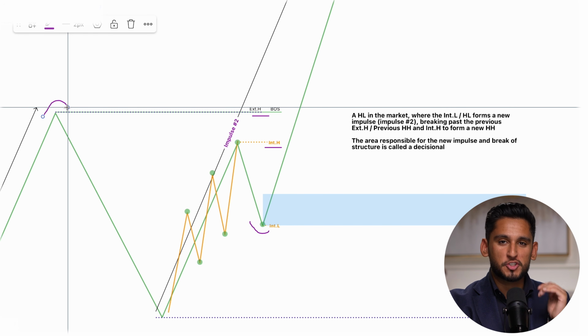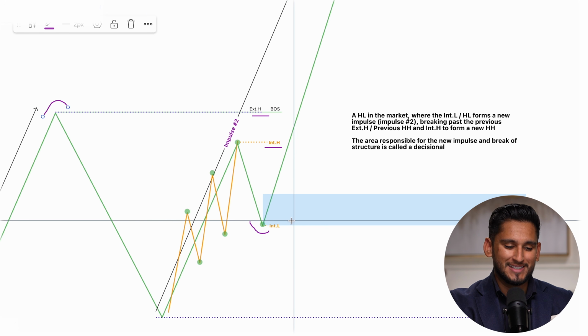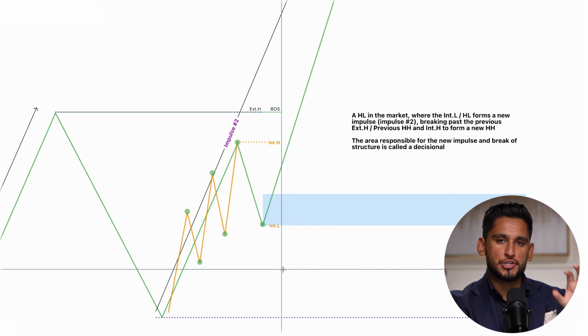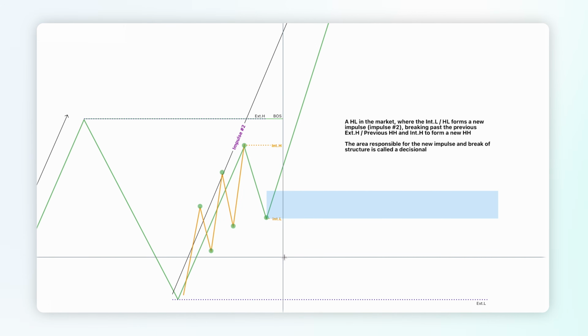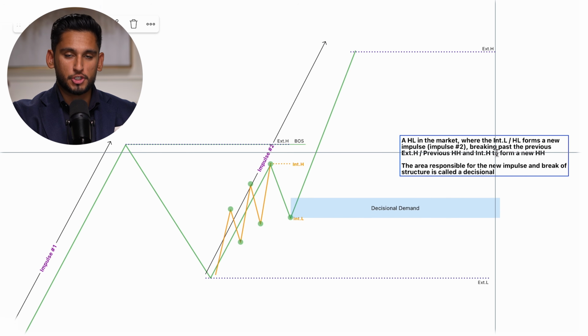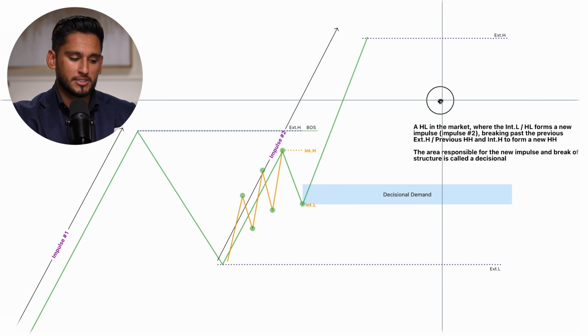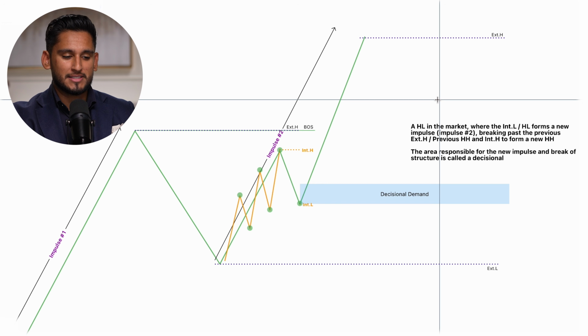This area that is responsible for the break of structure is called a decisional. So for your own learning, just take a screenshot, write it down in your notes so you know exactly how to define a decisional point of interest. Now we have well-defined bullish market structure, the trend, the points of interest, internal structure aligned with it, with the impulses, impulse number 1, impulse number 2. So we've collected everything together.